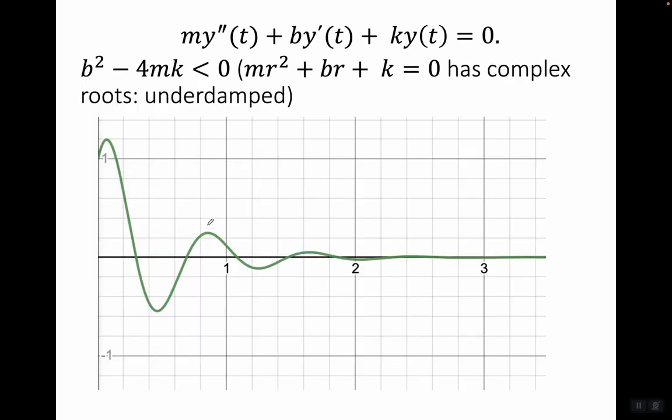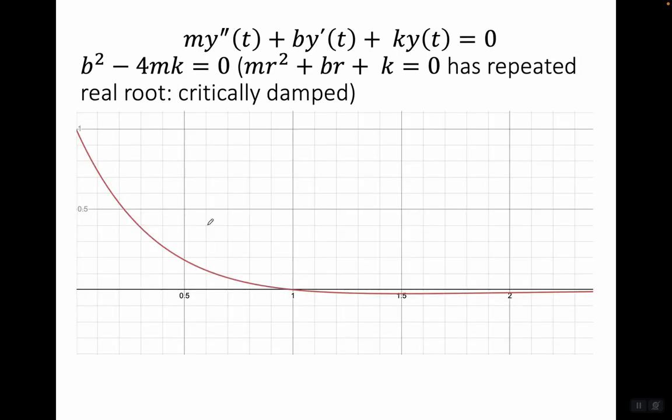If, on the other hand, b squared minus 4mk is less than 0, m r squared plus b r plus k equals 0 has complex roots, that means the motion will be underdamped. So it's not damped enough to stop the oscillation. It will just oscillate forever and ever. Although, again, notice it gets closer and closer to that equilibrium point. It doesn't oscillate as wildly as it does in the beginning.